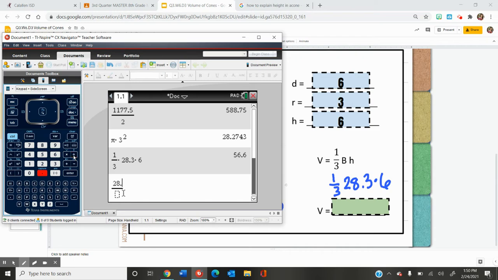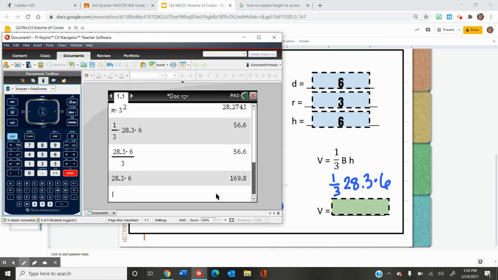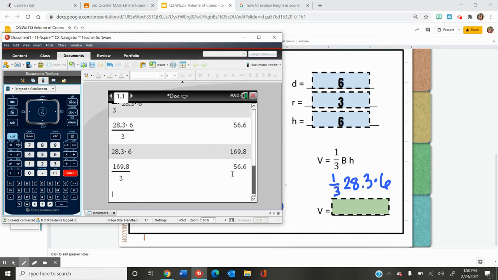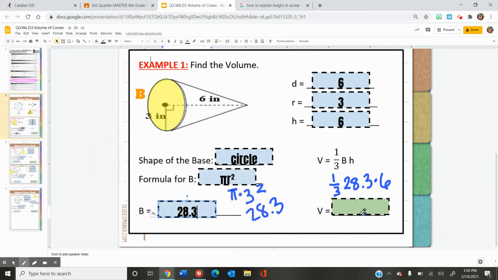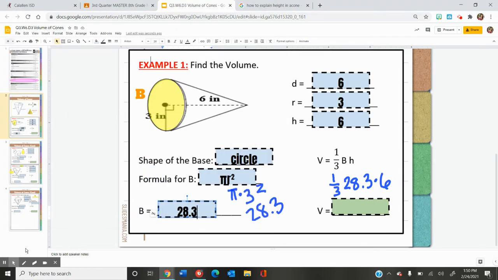You can first multiply 28.3 times 6 and then divide it by 3. You're going to get the same thing. Or you can take 28.3 times 6, press Enter, then press divided by 3, and you'll get the same answer either way you do it. It's whichever way you feel comfortable doing this. And here we got that the volume of this cone was 56.6.